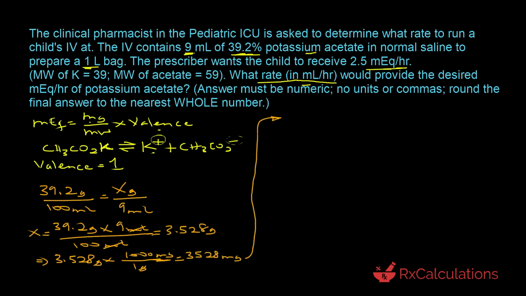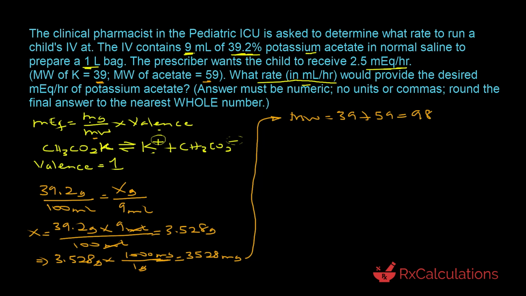So now the next thing that we need is the molecular weight, because it's not given to us directly, but we have the molecular weight of potassium and of the acetate. So to find the molecular weight of potassium acetate, we're going to add these two numbers together. And so molecular weight is going to be equal to 39 plus 59, and that's going to be equal to 98, and that's your molecular weight.